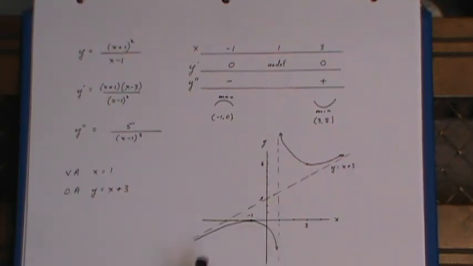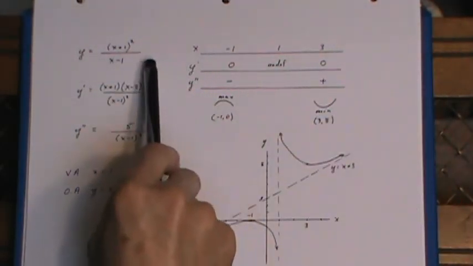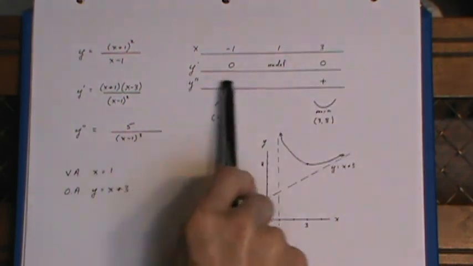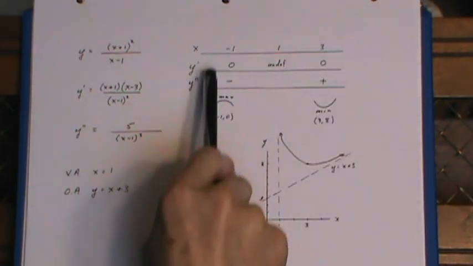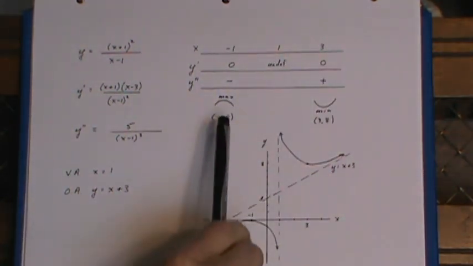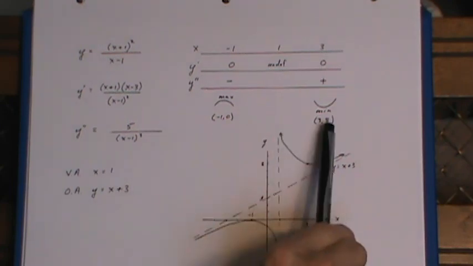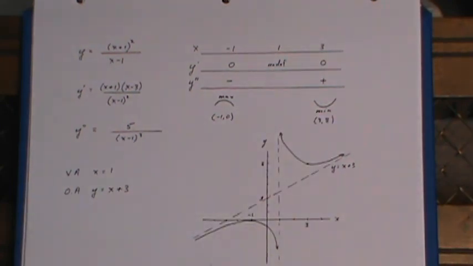So I would suggest when you make your chart here, don't worry about the y value. Just get a clear analysis of y prime and y double prime, and do the analysis from there. Then you can always list the y value when you mark your max, min, or inflection points.